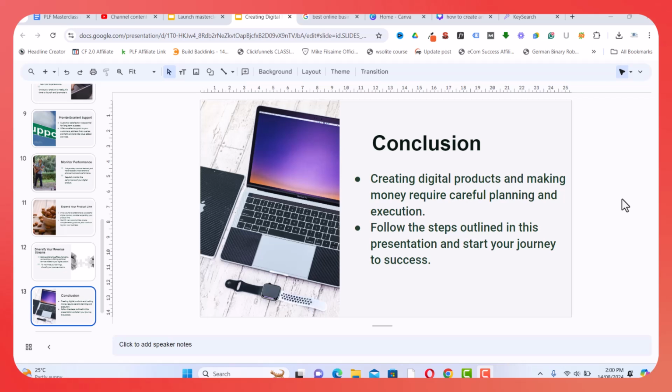In conclusion, creating a digital product and making money requires careful planning and execution. So follow the steps outlined in this presentation and start your journey to success.